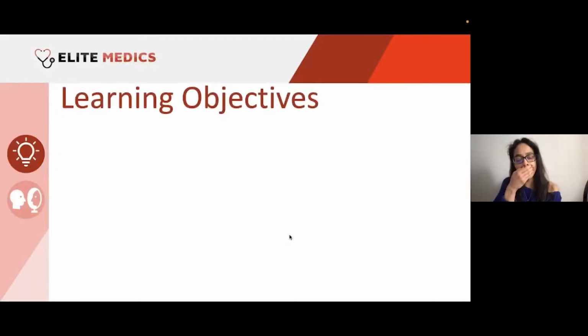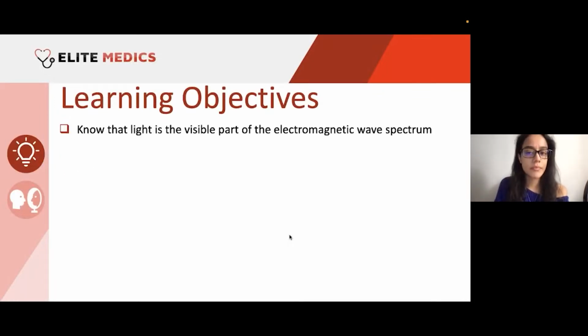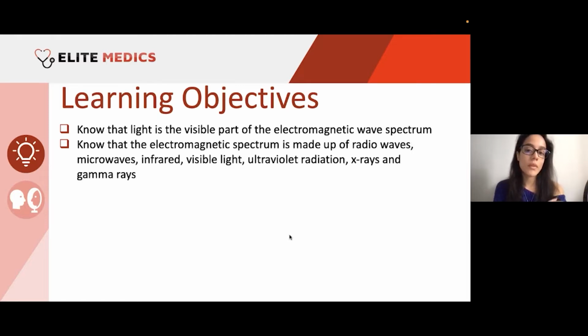So let's run through the learning objectives. Firstly, we're going to be looking at the electromagnetic wave spectrum, and we'll know that the light that we see all around us every day is part of that spectrum. We're going to look at the other waves aside from light: radio waves, microwaves, infrared, visible light, which is the light that we see around us day to day, UV or ultraviolet radiation, X-rays, and finally gamma rays. These are all different types of waves that are part of the electromagnetic wave spectrum.